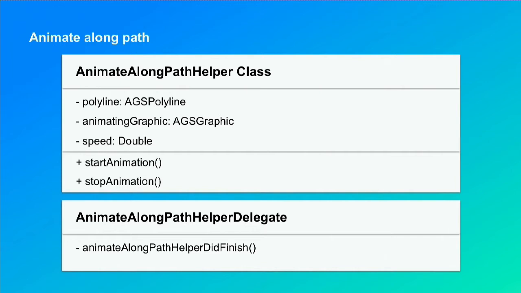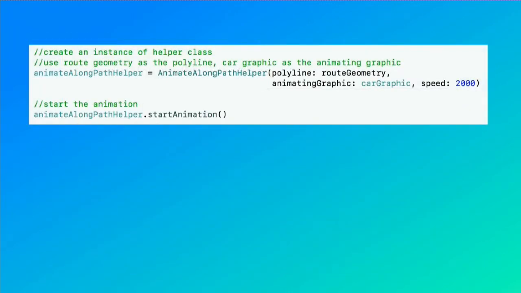Now before we jump into calling it, there's also a delegate that gets called at the end of the animation that lets you, the caller, know, hey, this animation's finished, you can get on with whatever you were waiting for that animation to get you to. This is how you call it. Animate along path helper has a constructor. You pass in a polyline, the car graphic, which in this case had probably already been added to a map, and a speed. And then we just start animation on it.